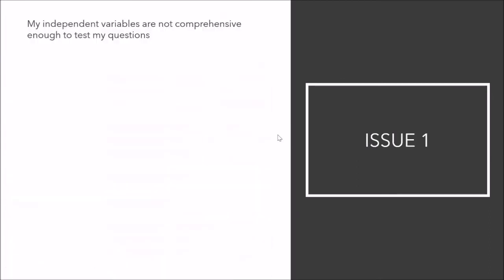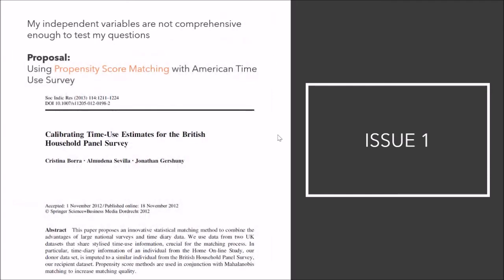So this is still work in progress. The first issue I need to address is that my independent variables are not particularly comprehensive to address what I'm really interested in, which is dual burden and division of labour between partners. In order to address this, I'm using a method proposed by this paper here, using propensity score matching as a technique to create a synthetic data set which combines the longitudinal elements of the NLSY cohort with really detailed information about time use in the American Time Use Survey, from which I can create some much more nuanced and comprehensive categories of division of labour.